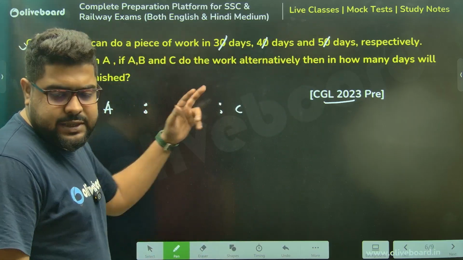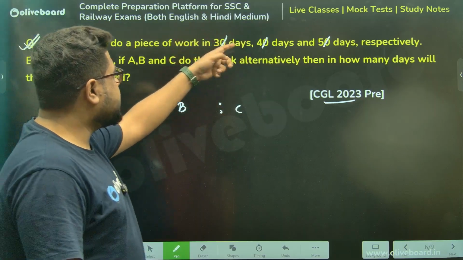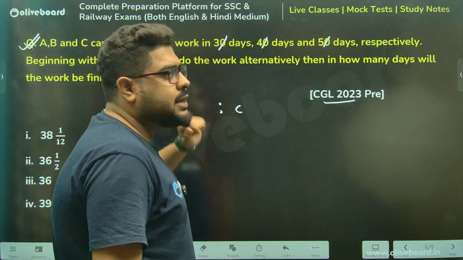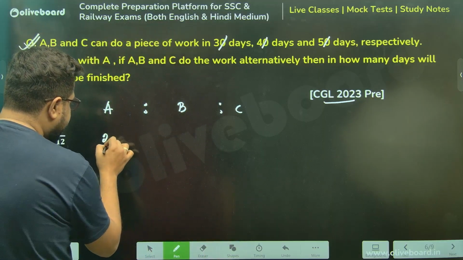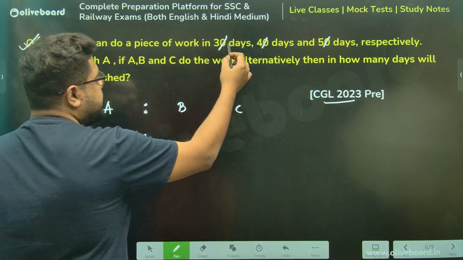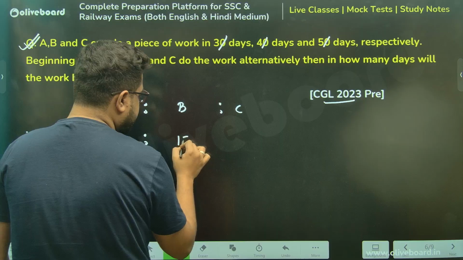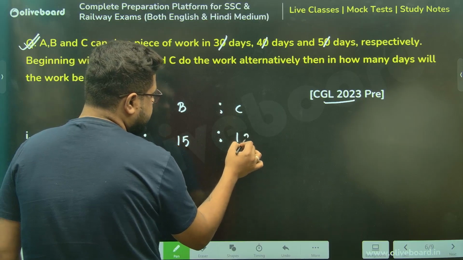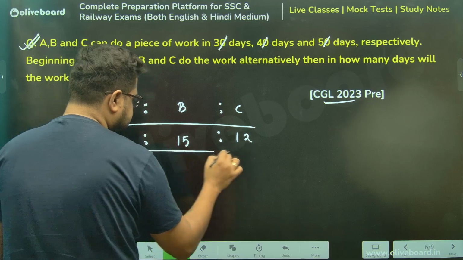So again, efficiency ratio will be the inverse. So the shortcut of inverse ratio: instead of 3, you multiply the other two. 4 into 5, 20. Then 3 into 5, sir, 15. Then 3 into 4, sir, 12. This is the efficiency ratio.